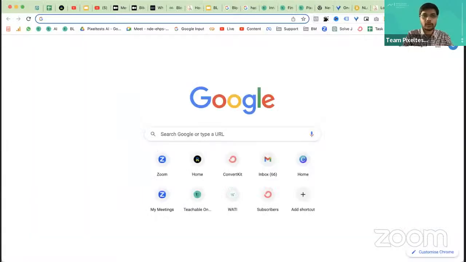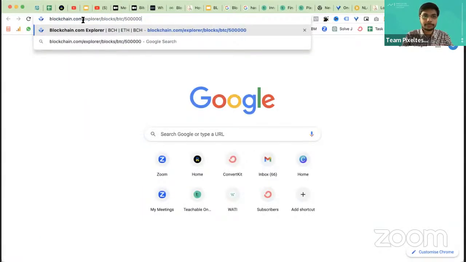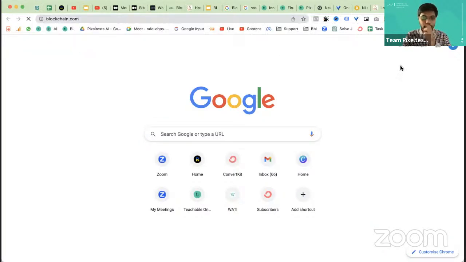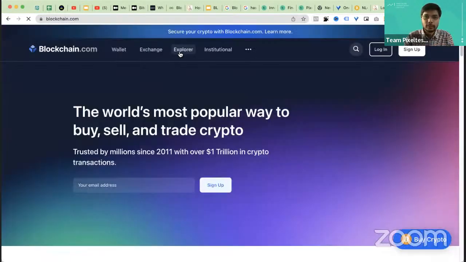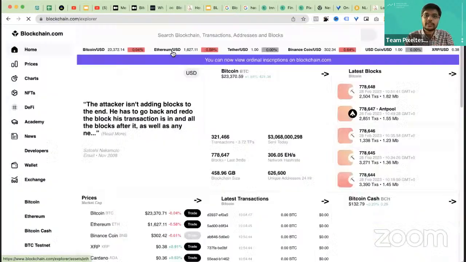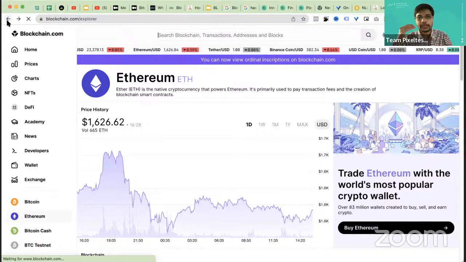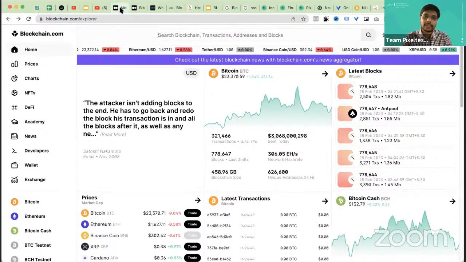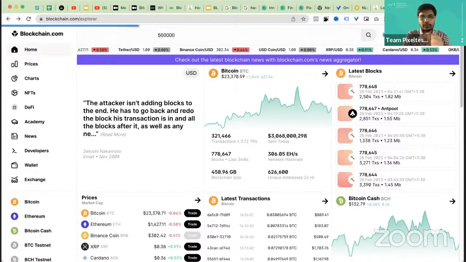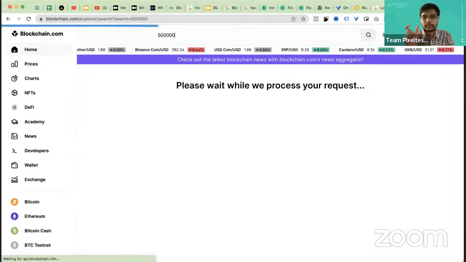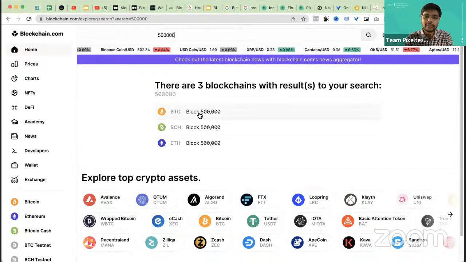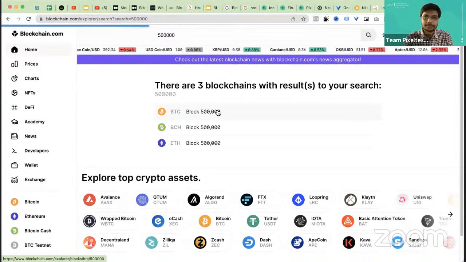So we went to this website called blockchain.com, then we went into the Explorer. Because each transaction is transparent, uploaded and public, anyone can see what is contained in each block. So when you enter 5 lakh, we are trying to check what is in the 5 lakh block. So in block 5 lakh, this is the block number.